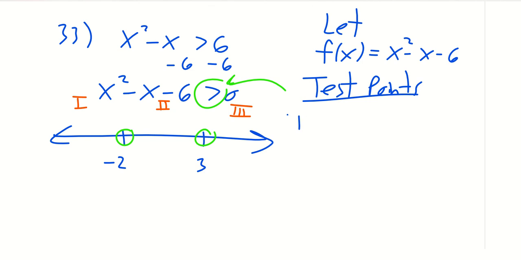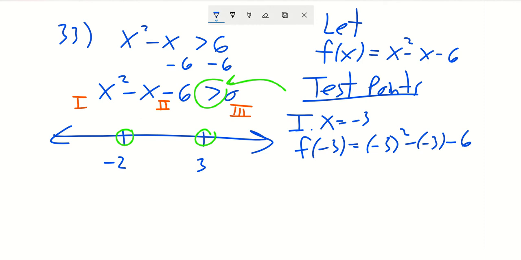So for example, in region 1, I might use as a test point, let's say x equals -3. Doesn't matter what value you pick, it just has to be in the defined region. And now you're going to plug it into the function. f of -3 is going to be (-3) squared minus (-3) minus 6, which is 9 plus 3 minus 6, which is 12 minus 6, which is 6. So in particular, that's greater than 0. So we know that in region 1, the function f is going to be positive.